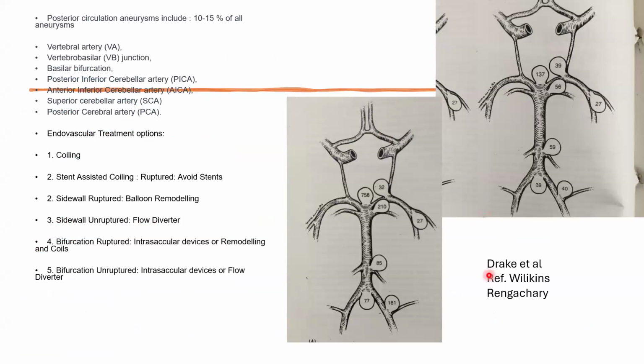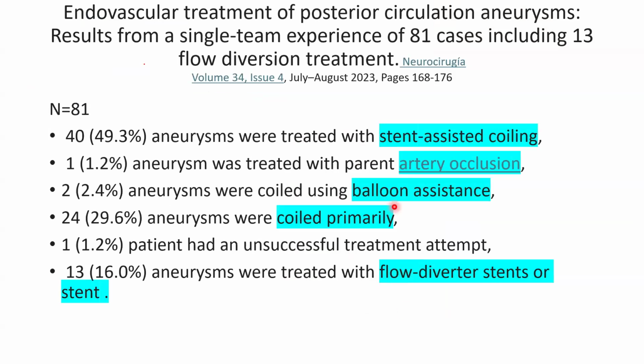So this is a very old picture which I took from Rangachari, where again the commonest location in posterior circulation is the basilar top, next is superior cerebellar, then comes the PICA, and then the mid-basilar or the vertebrobasilar junction. If we see this meta-analysis, they have used many gadgets, many hardware to treat posterior circulation aneurysms. So first one needs to know what all hardware you can use to treat an aneurysm by endovascular means. Coiling is still the most commonly used for the posterior circulation other than basilar. We are talking other than basilar, so I'll be describing everything other than basilar.